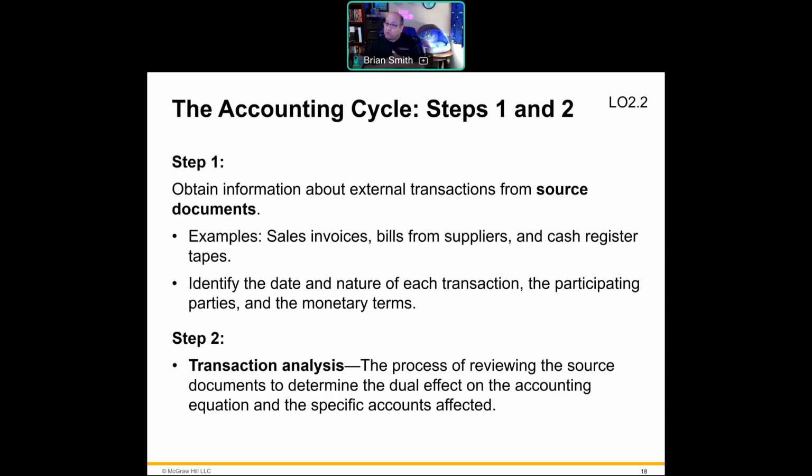When we post from the journal to the ledger, we're posting from the journal to the T accounts because the T accounts are represented by the ledger. Okay.